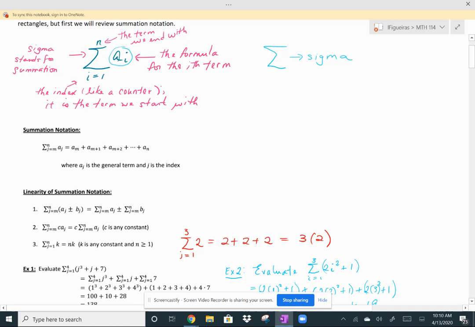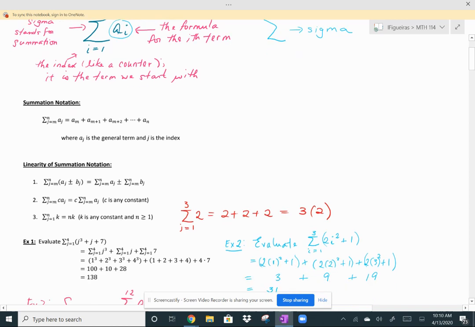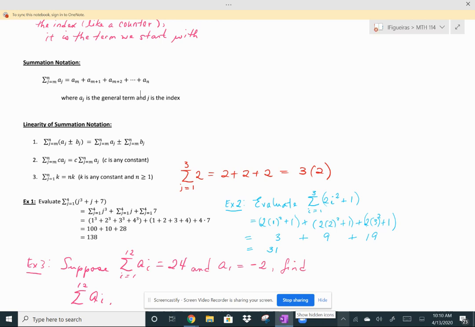Okay, so here are some linearity properties that summation notation has. The first one says that if you take the sum of two terms, a sub j and b sub j, or the difference, that's the same as taking the individual sums and adding or subtracting them. The next one says that if you have a constant c in front of the term, that's a common factor to all of the terms being added together. So you can put it in front of the summation and then expand the summation as j goes from m to n of a sub j.